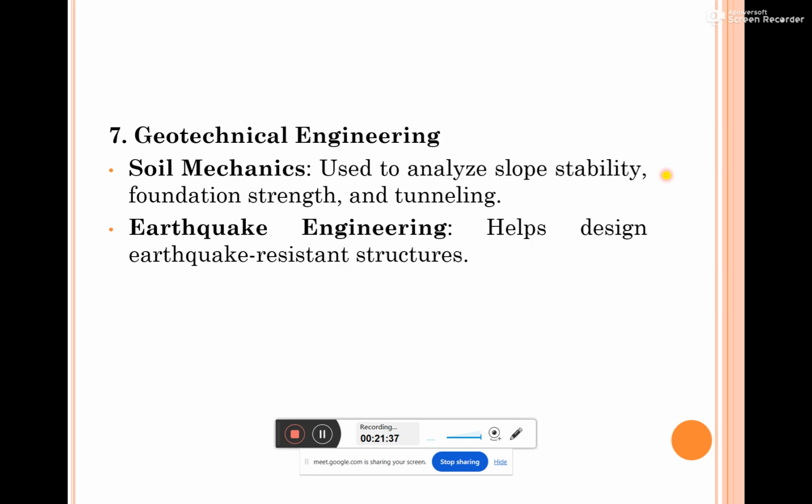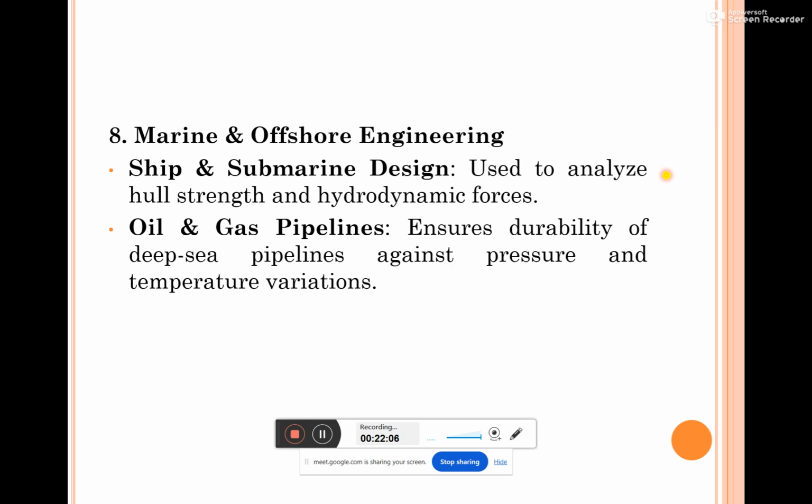And in geotechnical engineering, we can find out the strength and stability related to different tunneling. All these things you can find out. Also we can develop different models that should sustain earthquakes. Such models we can analyze by using this particular finite element method or finite element analysis. And different ship and submarine designs we can also analyze by using FEM and FEA. And also the different pressures and temperature variations developing in a pipeline during the transfer of oil or gases, we can find out by FEM and FEA analysis.